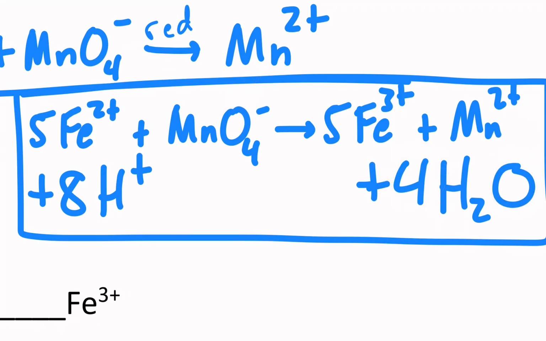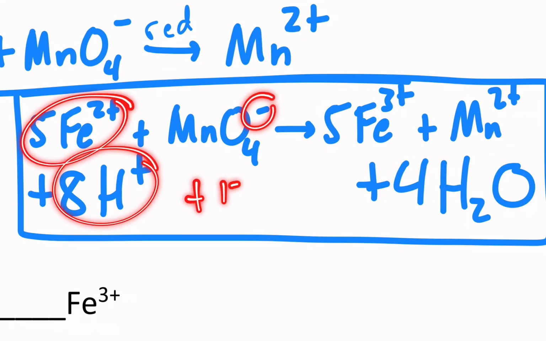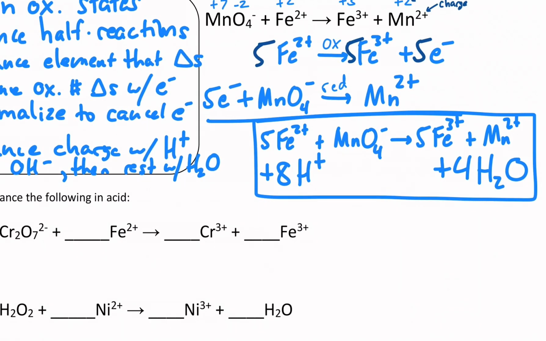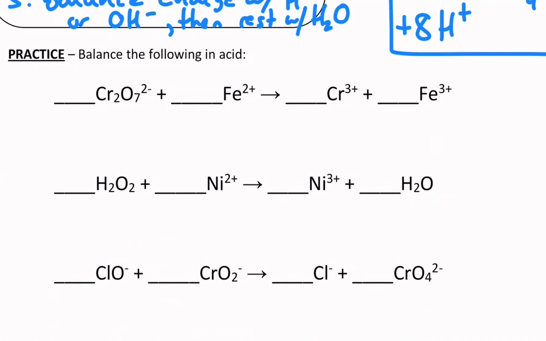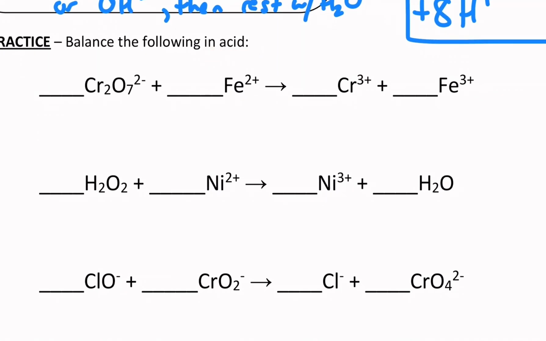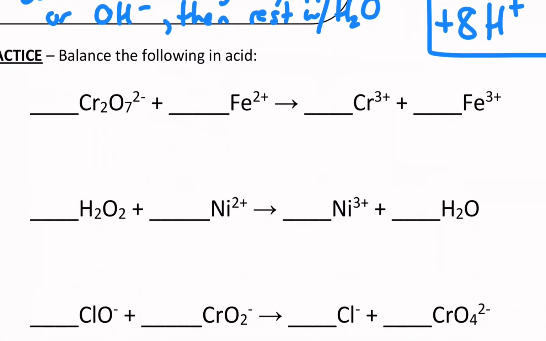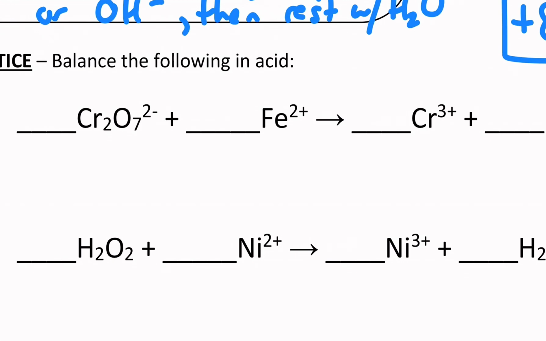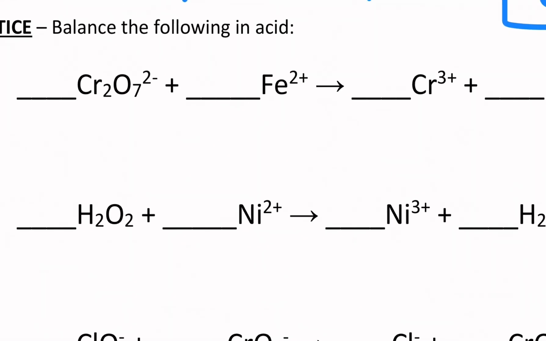Check the charge. We've got 10 plus and 8 plus and 1 minus. That's positive 17 on the left. 5 times 3 and 2 more positive, positive 17 on the right. This is balanced. So let's practice a few more. We're only going to do acid, but let's try to do the same thing. And I'm going to try to take as many shortcuts as I can along the way, and hopefully you'll be able to do a few on your own after this is done.